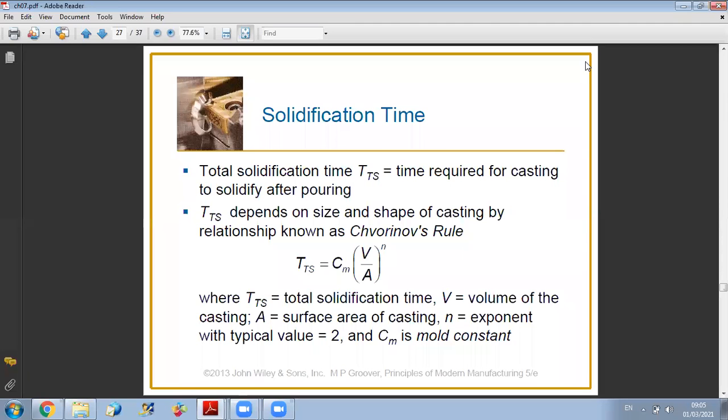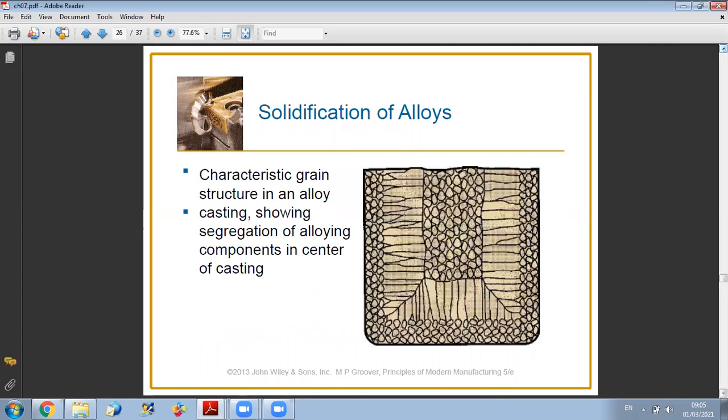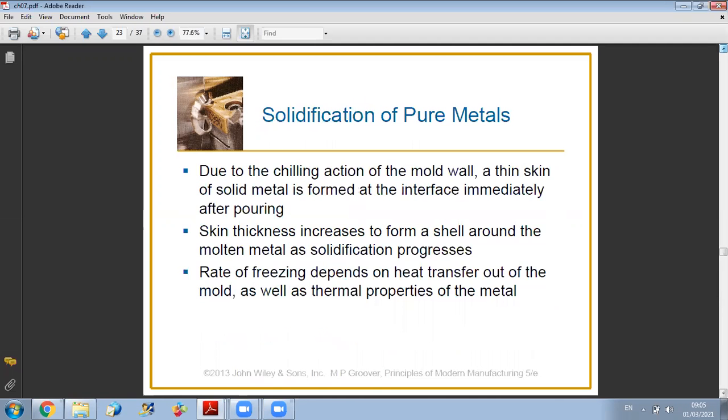Okay, so the second part of chapter 7 is a calculation part. You will learn how to calculate the solidification time in a casting process. First, we define the total solidification time as the time required for casting to solidify after pouring. We have seen already together on the graph what the total solidification time is.